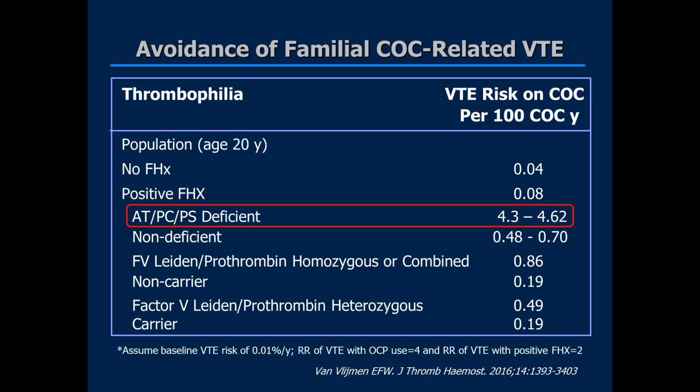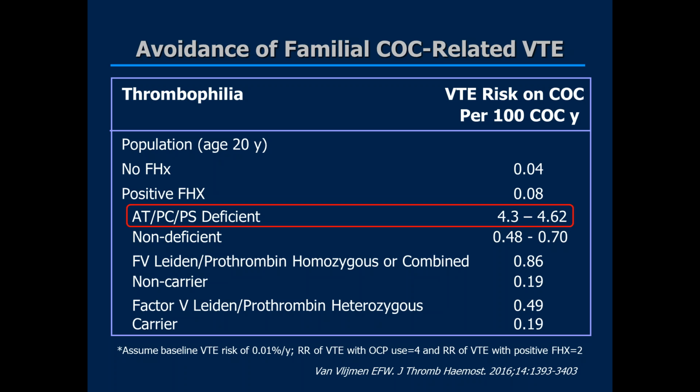So for a population of about age 20, those who are a little bit younger might have a slightly lower risk. We know that the baseline risk of venous thromboembolism is 1 per 10,000 per year. And we've already said that the birth control pill increases that risk fourfold. So that would be 4 per 10,000 per year, or 0.04% per year. A number of studies have shown that a positive family history, regardless of the presence or absence of a thrombophilia, increases the risk of venous thromboembolism at least twofold. So that would bump up our risk to 0.08 per 100 combined oral contraceptive years, or about 0.8% per year.